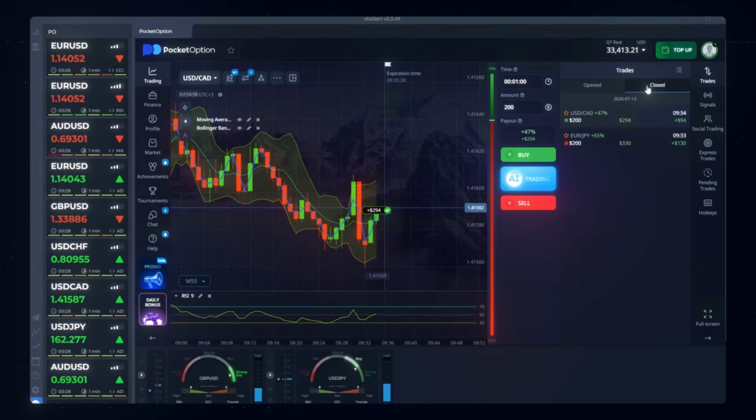Use vfxAlert as additional confirmation, not as the only argument. Maintain discipline. Enter only when all conditions match, with clear risk management.